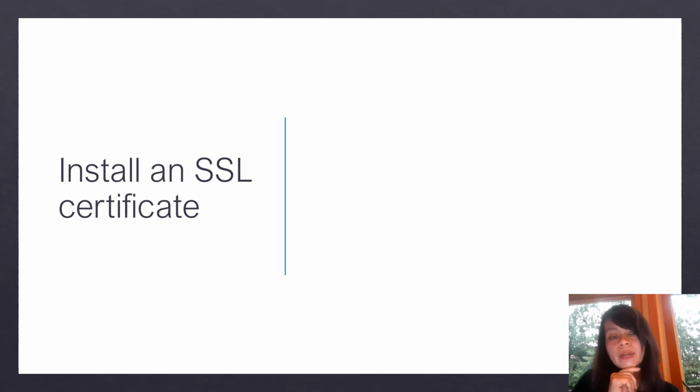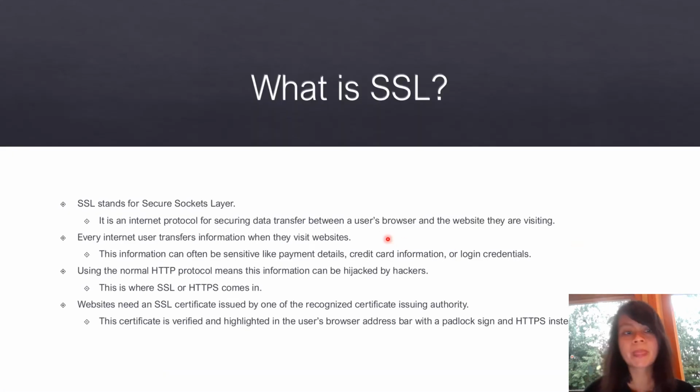So the next thing I want to talk about is installing an SSL certificate, a very important thing in website security. So first of all, what is SSL? Well, it stands for Secure Sockets Layer. It's an internet protocol for securing the data transfer between a user's browser and the website that they're visiting.